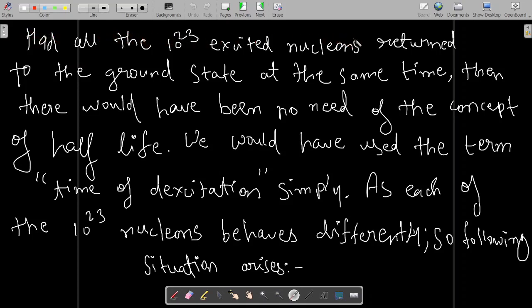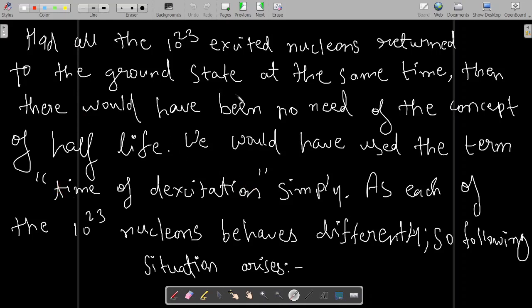nucleons return to the ground state at the same time simultaneously, then there would have been no need of the concept of half-life. Had all of them come to the ground state at the same time simultaneously, like an army drill, then there would have been no need of the concept of half-life. We would have talked about the concept of time of de-excitation only.